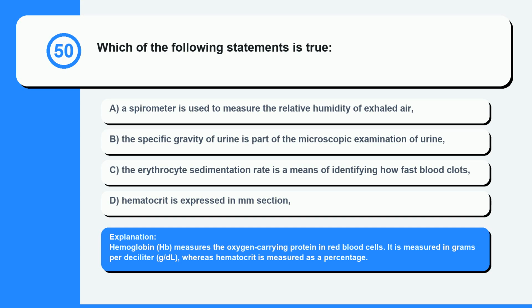Question 50. Which of the following statements is true? A. A spirometer is used to measure the relative humidity of exhaled air. B. The specific gravity of urine is part of the microscopic examination of urine. C. The erythrocyte sedimentation rate is a means of identifying how fast blood clots. Or D. Hematocrit is expressed in section. Hemoglobin, Hb, measures the oxygen-carrying protein in red blood cells. It is measured in grams per deciliter, g/dl, whereas hematocrit is measured as a percentage.